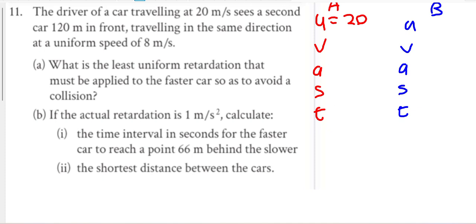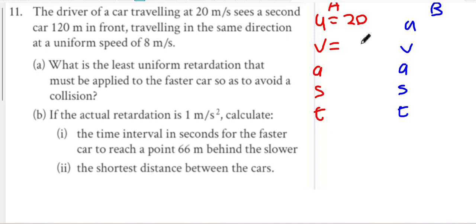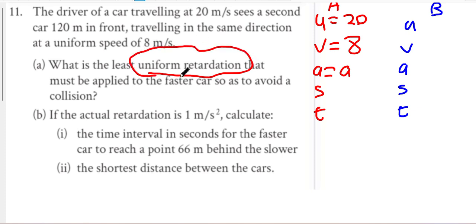Okay. Their time frame's the same, isn't it? Because it has to slow down to the same speed as the car in front. So everybody happy with 20 to A? Okay. We don't know the A value because that is the goal of the question. The goal of the question is to find the A value. The S value now, this is it, okay?